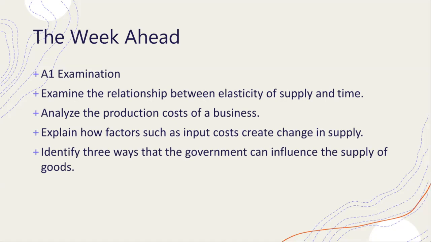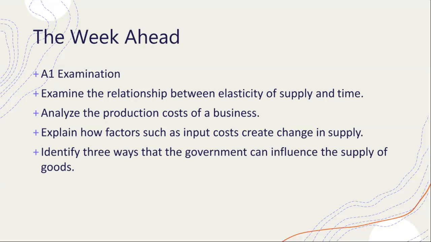Now, moving on to the analysis of production costs. So, understanding a business's production costs is essential for its profitability. These costs can be categorized into fixed costs and variable costs. Fixed costs remain constant, regardless of the level of production, like rent, for example, while variable costs change with production levels, like raw materials. The total cost is the sum of these two, and analyzing this can help a business make informed decisions about pricing and production.